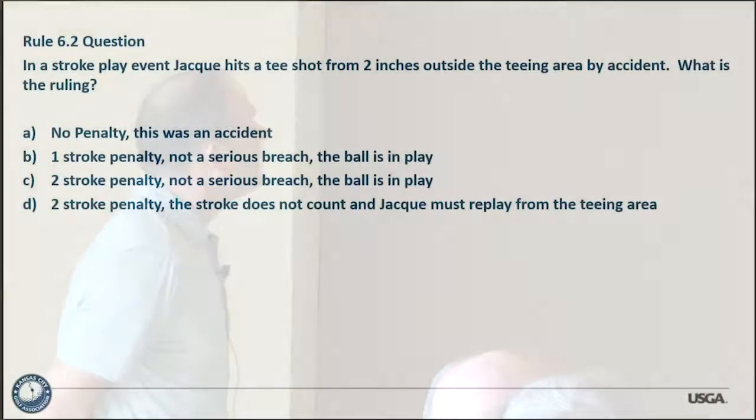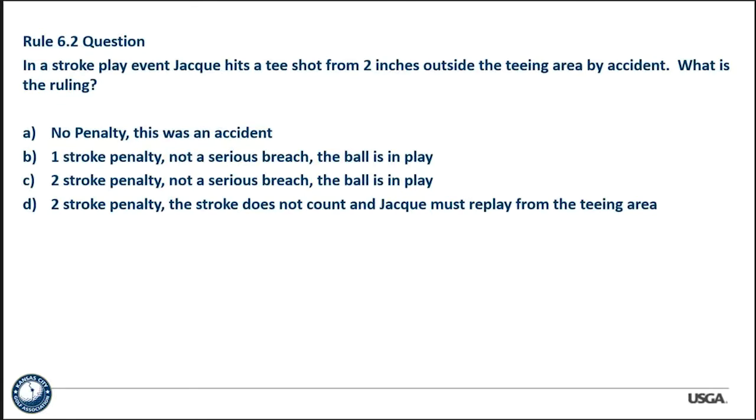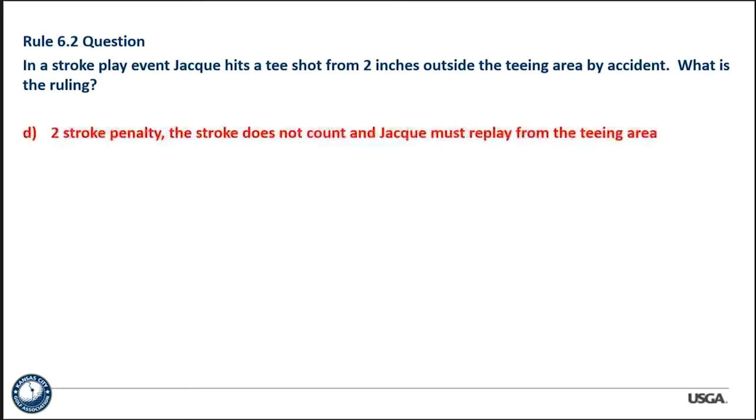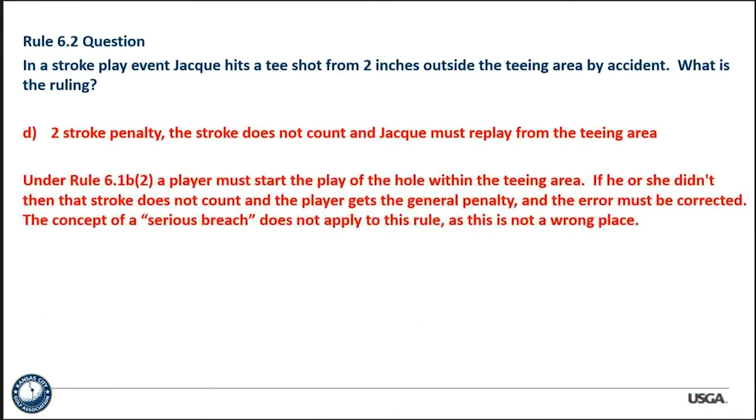All right, in a stroke play event, Jackie hits a tee shot from 2 inches outside the teeing ground by accident. What is the ruling? Is there a penalty? It was an accident. Yeah, it's a 2-stroke penalty. The stroke does not count, and Jackie must replay from the teeing area. You must start the play of the hole from within the tee area. If the player didn't, that stroke does not count, the player gets the general penalty, and the error must be corrected.